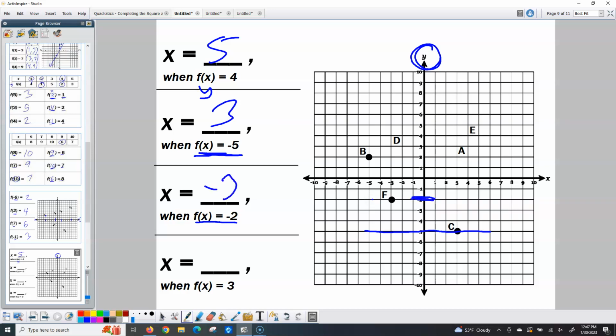X equals negative 3. And when y equals 3, man, I erased some of those dots. Where did they go? I don't know where it is. Maybe it was point A. Wherever that dot was right there. I don't know which one it was. I'm going to pretend it was point A right there. And that's going to be 4.